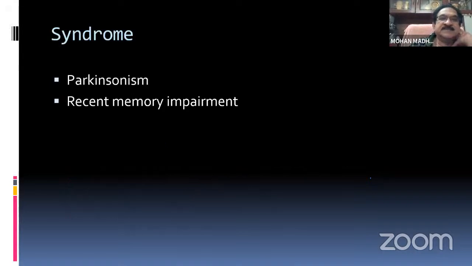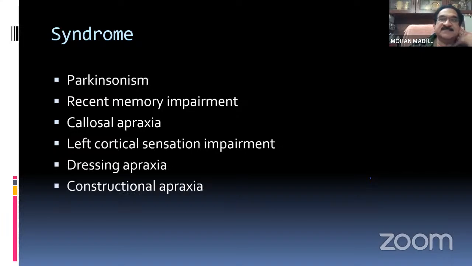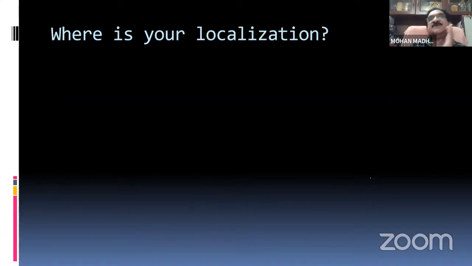So here Parkinsonism, that is only a recent thing. Recent memory impairment, callosal apraxia, left cortical sensation impairment, dressing apraxia, constructional apraxia. So where is the localization?